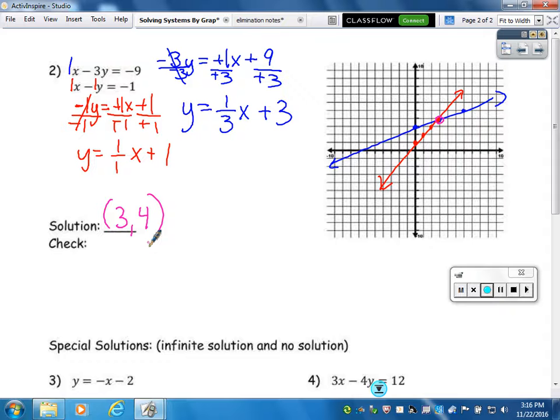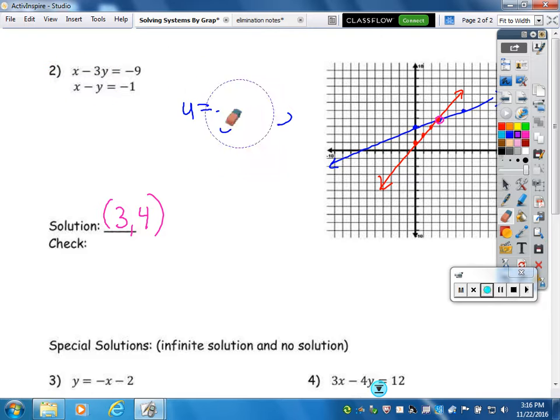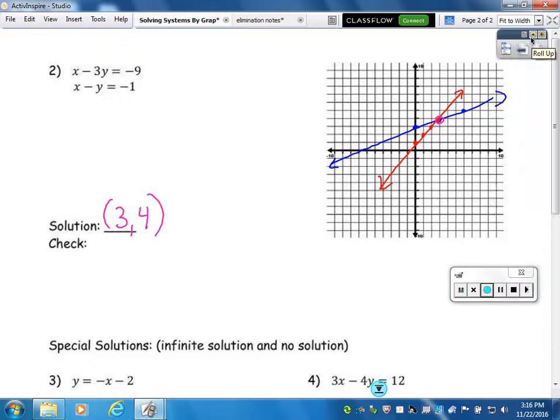Now if you were going to check this one, do not check it after you have messed with the equation. You don't want to mess with any of these. You want to go back to the original, because if you made a mistake, it was probably when you were rearranging. So I need to go to this x and that y and plug in and see if it's equal to negative 9. So here we go.